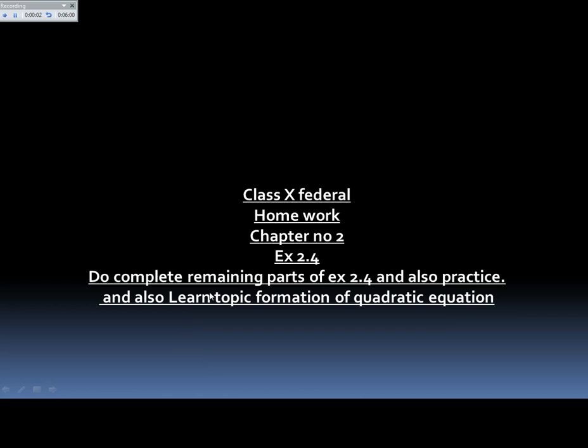Class Matric Federal Board homework, chapter number 2, exercise 2.4: complete the remaining parts of exercise 2.4 and also practice the topic formation of the quadratic equation.